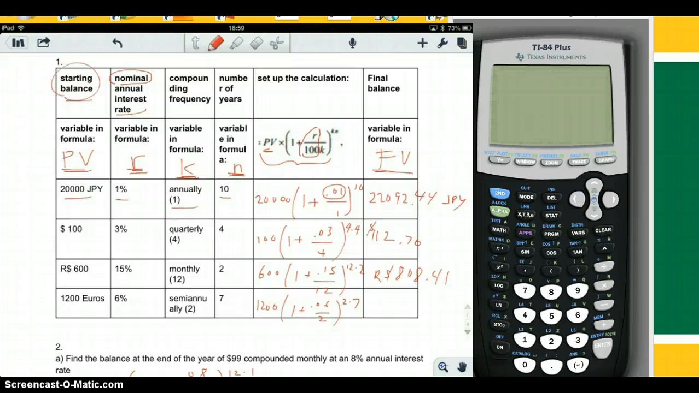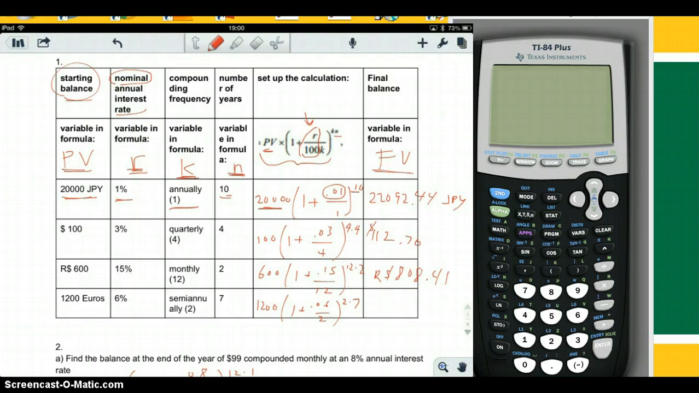Okay, so let's take the first example, which is 20,000 yen. And we are going to have a 1% annual interest rate compounded annually and for 10 years. So you can see that the 20,000 goes here, and the 1% can be changed to 0.01 because R over 100 is equal to 0.01. So that's R over 100 is 0.01, and then we'll divide by 1 because K is 1. And the exponent is going to be 10 because it's n times k, 10, right?